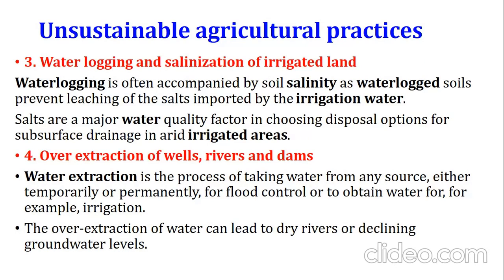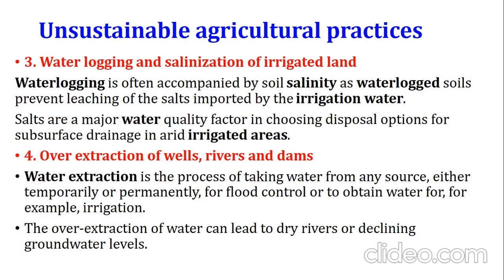The third unsustainable agricultural practice is the waterlogging and salinization of irrigated land. Waterlogging is often accompanied by soil salinity, as waterlogged soils prevent leaching of the salts imported by the irrigation water. Salts are a major water quality factor in choosing a disposal option for subsurface drainage in arid irrigated areas.